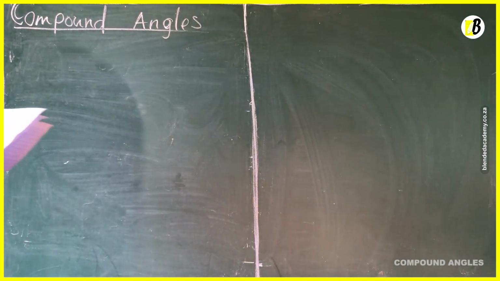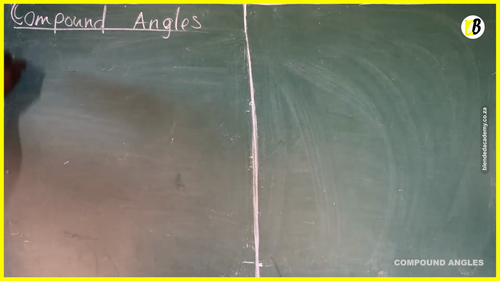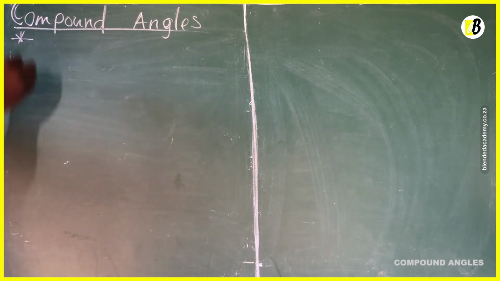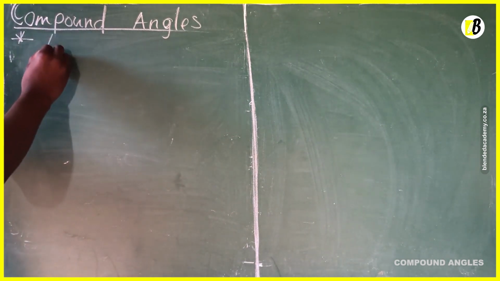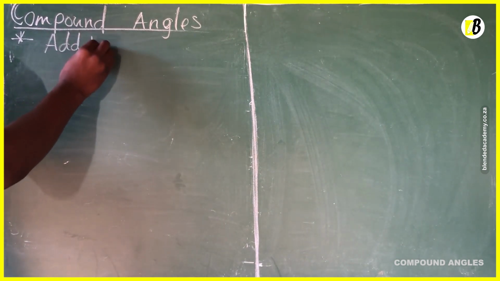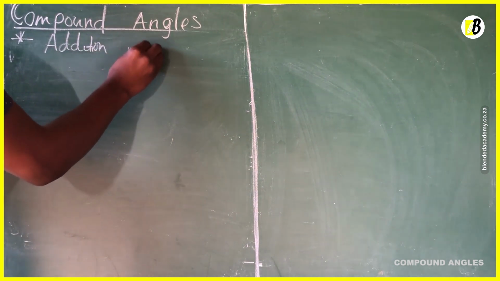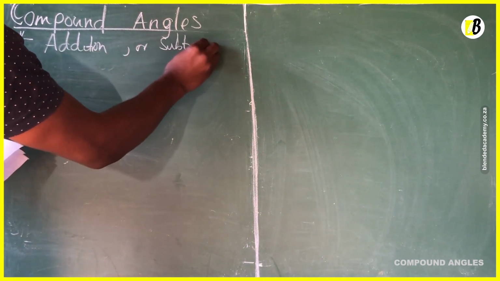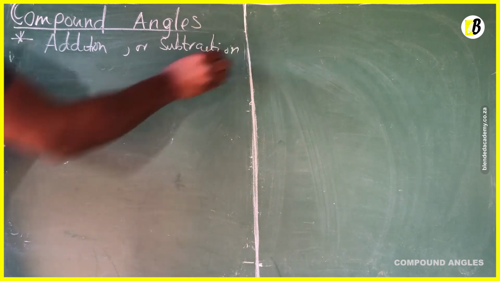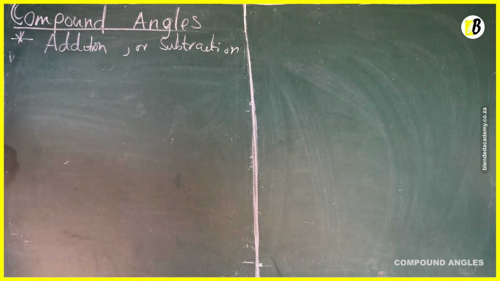So with this video, let's look at our compound angles. You need to know that compound angles is the addition of two or more angles, or subtraction of two or more angles. You need to remember that. If you're going to have two or more angles, that's our compound angles.